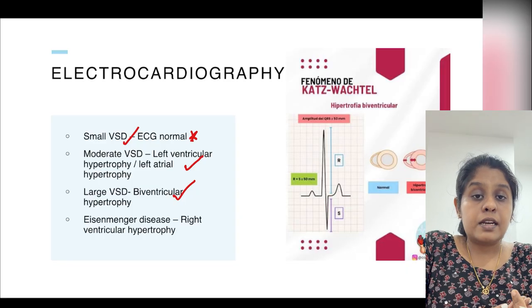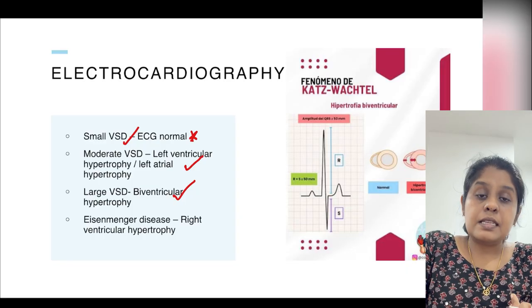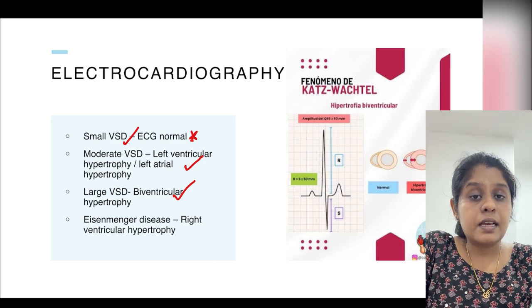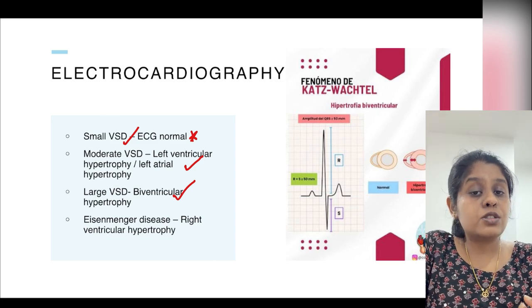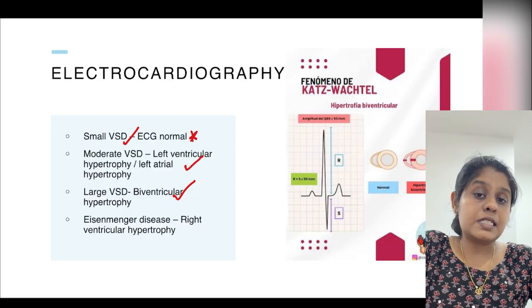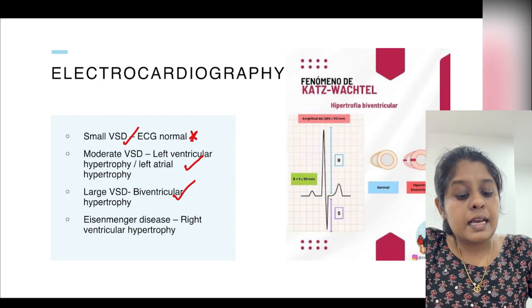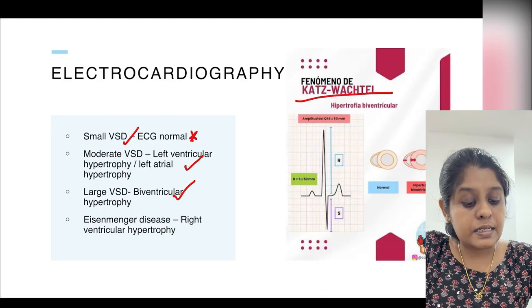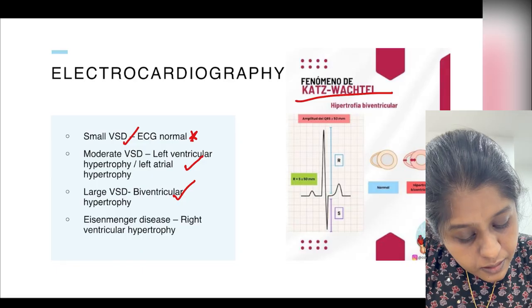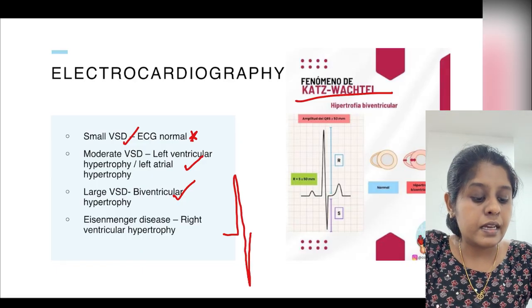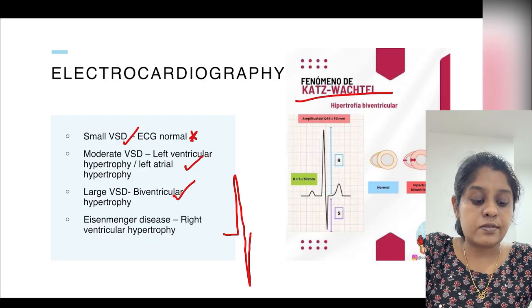There will be pulmonary artery pressures going up, and then Eisenmengerization and pulmonary artery hypertension develop. So the typical ECG finding, or the named ECG finding, in VSD that we need to know is the Katz-Wachtel phenomenon. So Katz-Wachtel phenomenon is basically here the R wave deflection will be very high, the amplitude of R wave becoming very high. This is because of the biventricular hypertrophy.